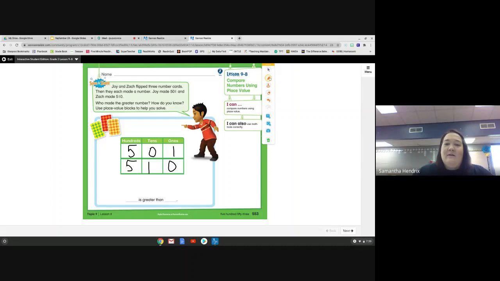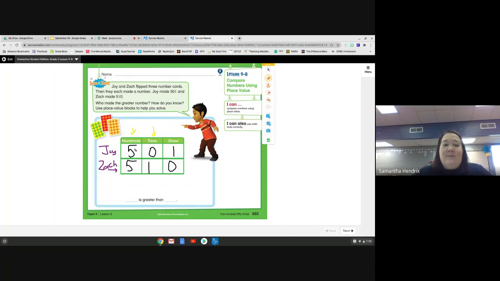So let's look. Let's look at our hundreds. 5 and 5, they're the same. So what do we do? We go to the tens. Oh, here they're different. Which is larger, the 0 or the 1? 0 tens or 1 ten? 1 ten. So who made the larger number? Joy made this one. Zach made this one. So Zach made the larger number. Okay. So how do we know?